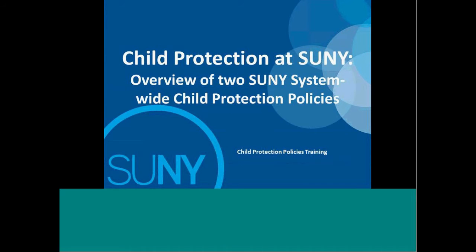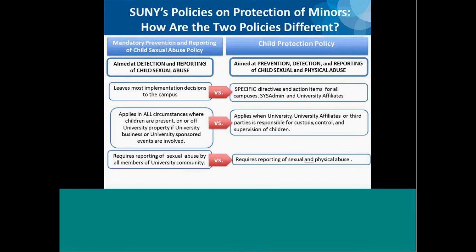This is an overview of the two SUNY system-wide child protection policies. SUNY has two separate system-wide policies aimed at protecting children. The first is the Mandatory Prevention and Reporting of Child Sexual Abuse, which I will refer to as the Mandatory Reporting Policy. The second is the Child Protection Policy, which is the primary focus of this training. A comparison of the two policies, as shown in this slide, is helpful.